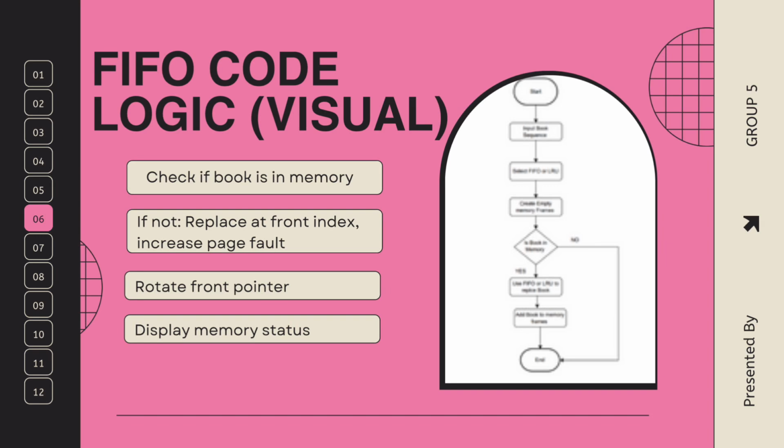In our simulator, it checks if the book is already in memory. If not, it replaces the book at the front of the queue. Then the page fault counter is updated. And finally, the memory frame status is shown. This algorithm is easy to implement but can remove useful pages, leading to more page faults.